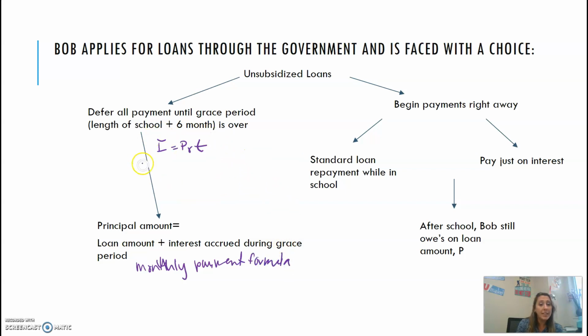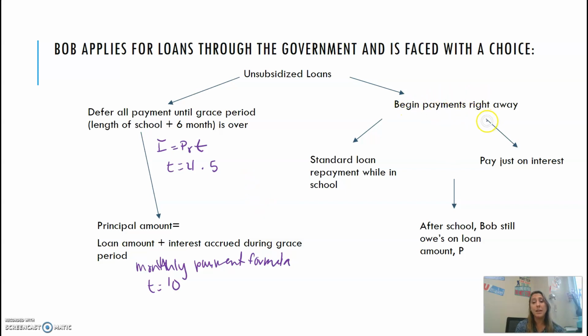When you're figuring this time out, your T is going to be equal to 4.5. When you're figuring this part out, your T is going to be equal to 10 years. The industry standard for student loans is just 10 years after your 6-month grace period. So you could do that.